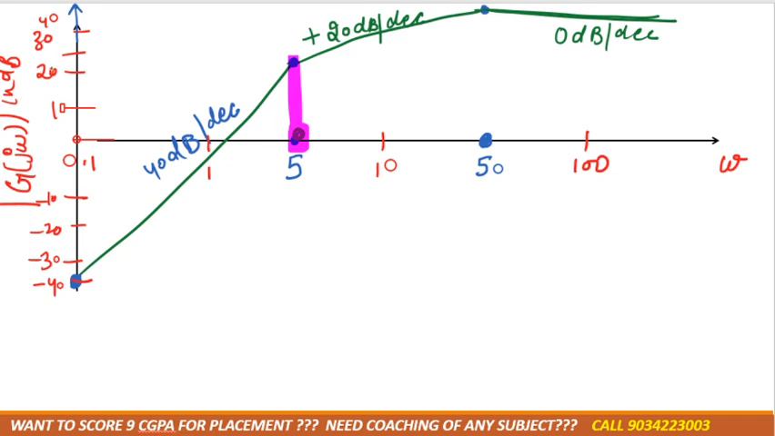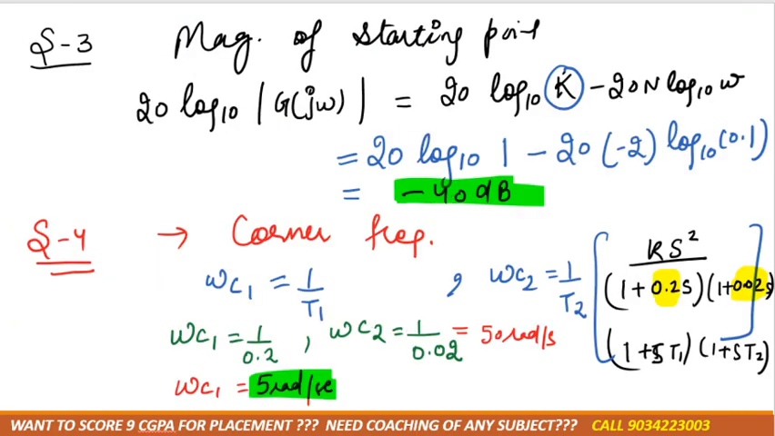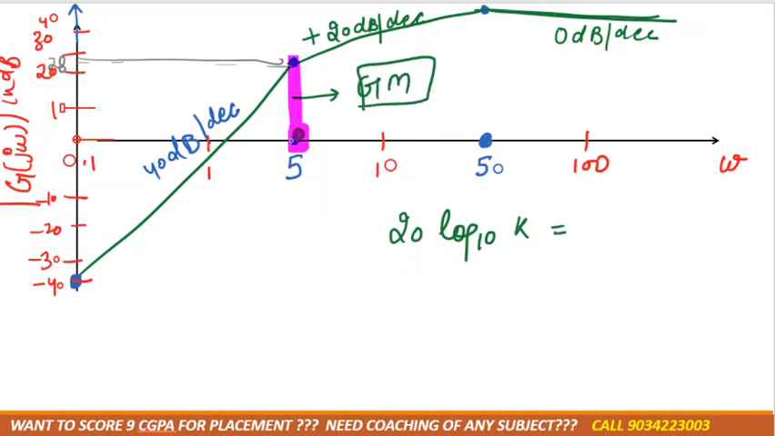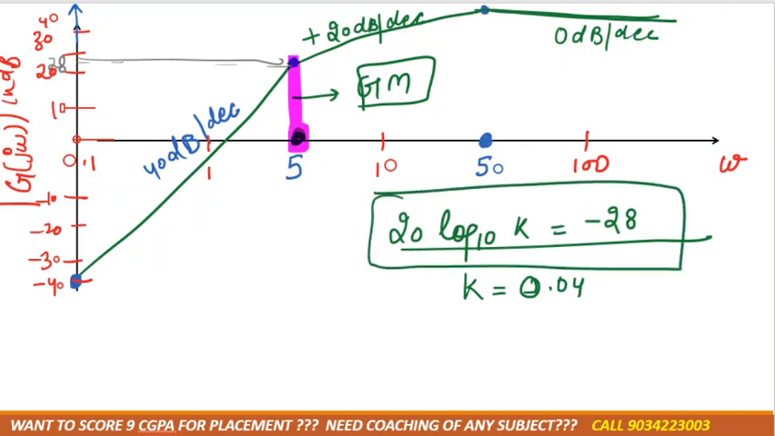If we see it from the graph, we get something like 28, because this point cuts at 28. We already calculated the magnitude at omega C1 as 28, right? So how will we write down this step? It is 20 log base 10 k is equal to the gain margin. Remember I told you this one is the gain margin, and it comes under the negative side, so the gain margin will be minus 28. If we solve it, we get k equal to 0.04.